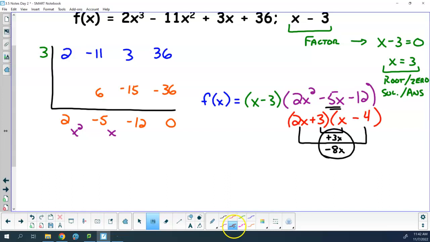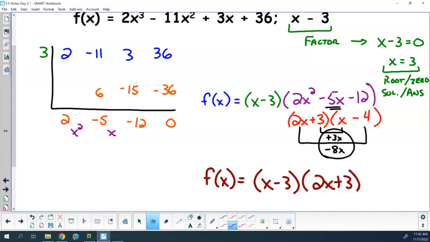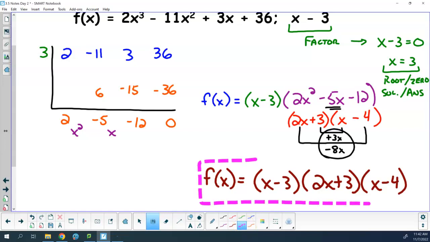So f of x now, factored completely, would be quantity x minus 3 times quantity 2x plus 3 times quantity x minus 4. In any order. I honestly don't care the order. I just care that they are all there. Okay? That's bus stop number 2. If it was a bus stop number 3 problem, then we would say x minus 3 equals 0, 2x plus 3 equals 0, x minus 4 equals 0. And we'd solve those 3 to get our answers. Okay?